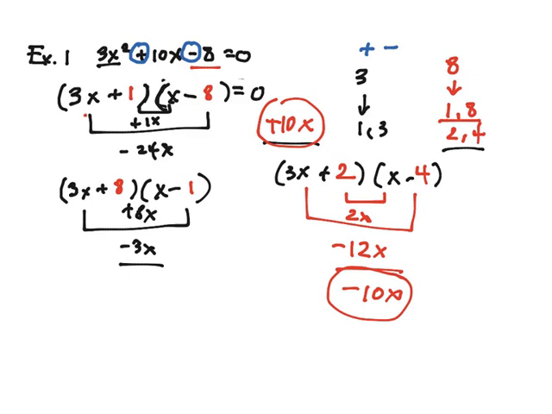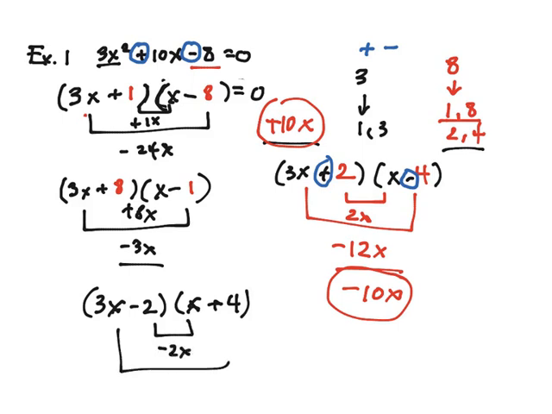How about if we change the signs? Here we have plus, and then here we have minus. How about if we swap out the signs? So you can get 3x minus 2, and here we have x plus 4. So we have inner, negative 2x, and then outer, positive 12x. So that equals positive 10x. So yeah, we found the right combination.